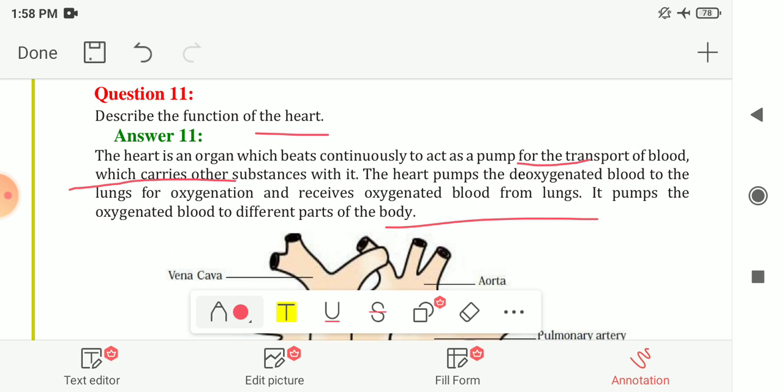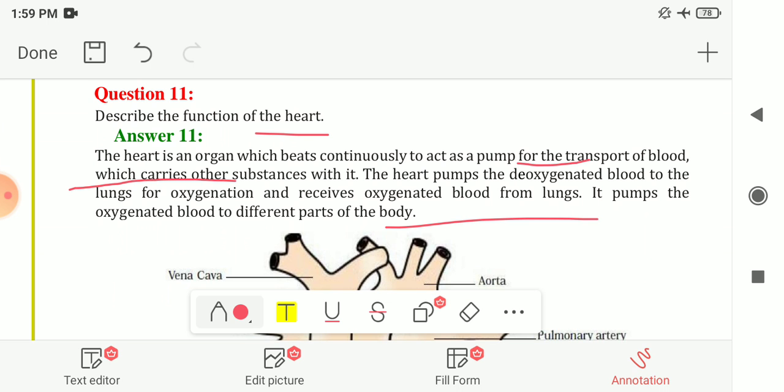So the heart pumps the deoxygenated blood, or you can say the blood which is rich in carbon dioxide, to the lungs for oxygenation. In the lungs, the carbon dioxide is removed, and after that oxygen is combined with the blood.